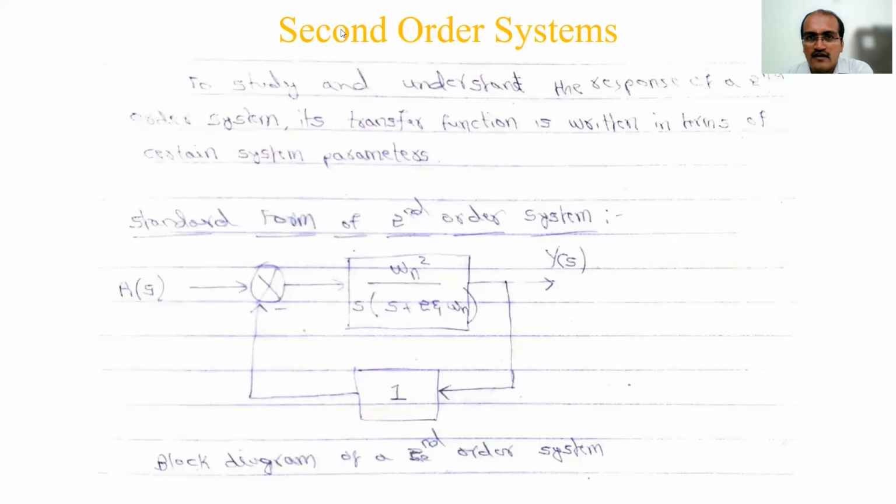To study and understand the response of a second order system, its transfer function is written in terms of system parameters. Okay, so we need to write the second order system parameters instead of A and B. So that looks like this.